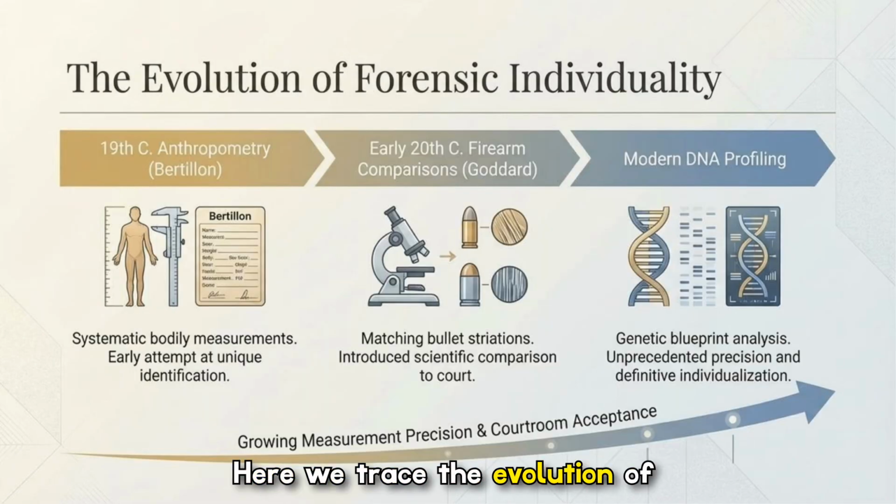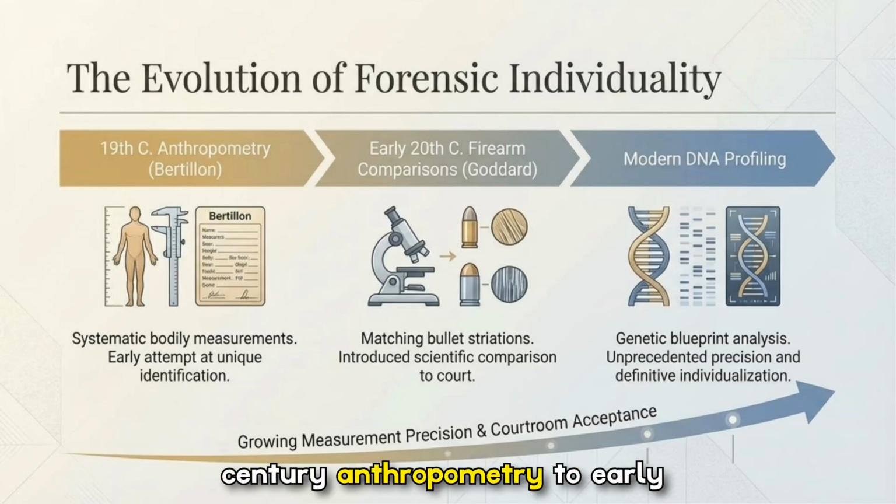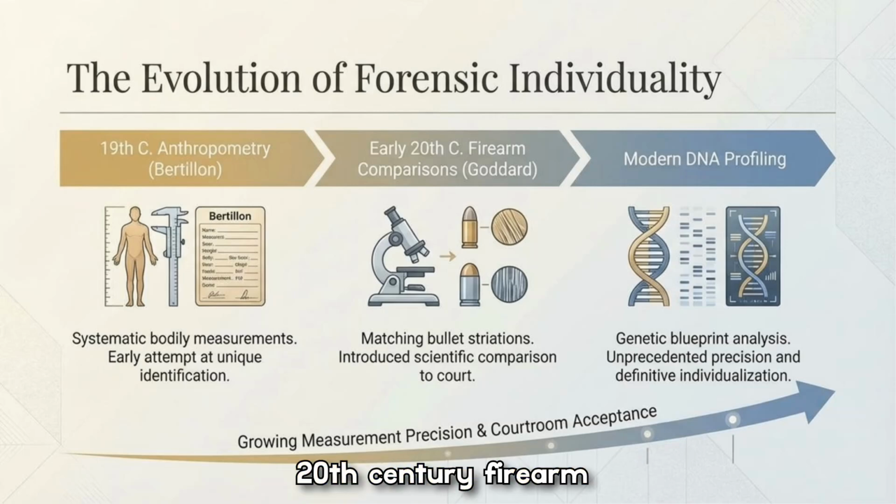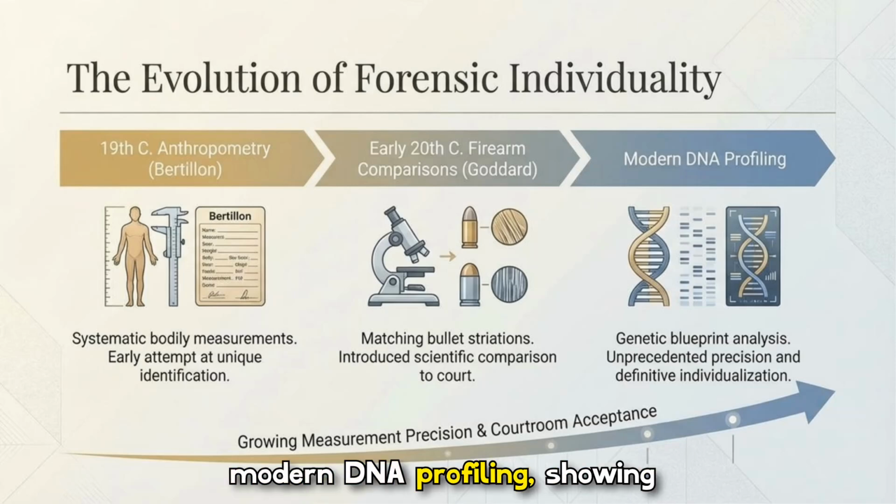Here we trace the evolution of forensic individuality, from 19th century anthropometry to early 20th century firearm comparisons, and finally to modern DNA profiling, showing how advances in measurement precision and scientific methods gradually increased courtroom acceptance and gave investigators more reliable tools for linking evidence to people.